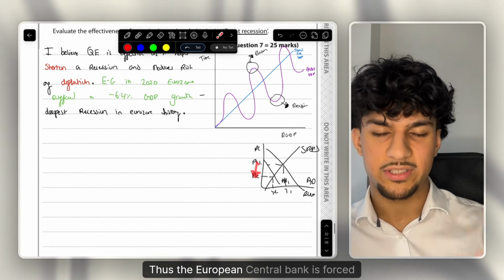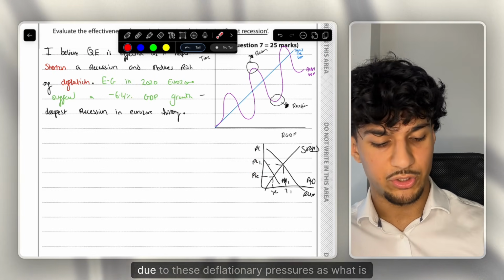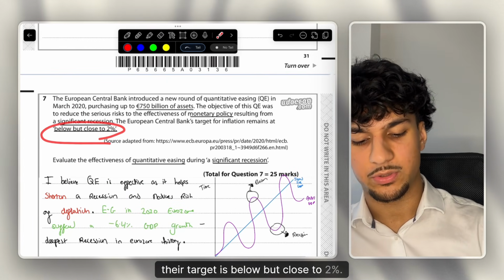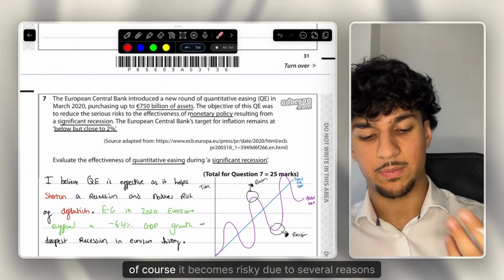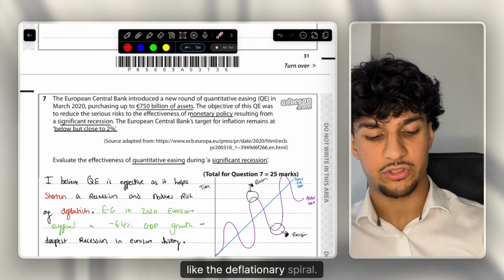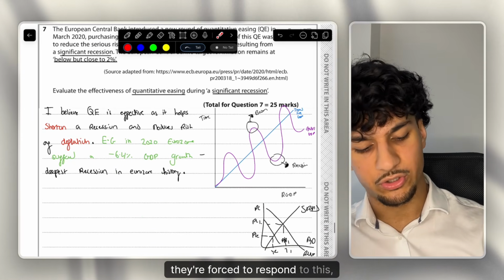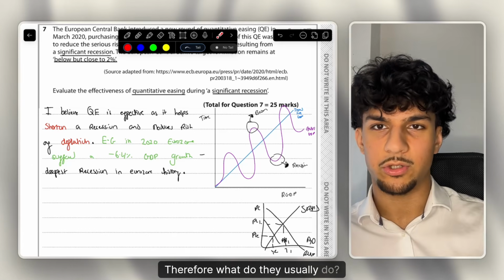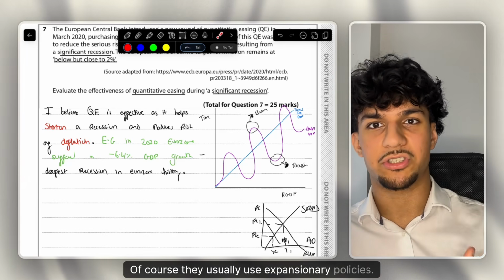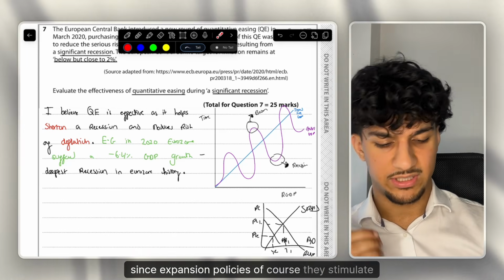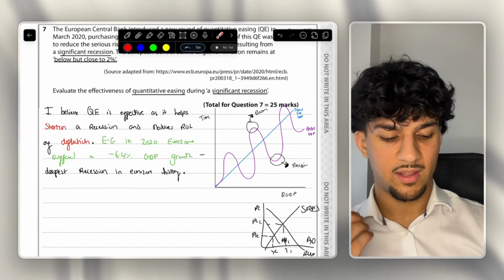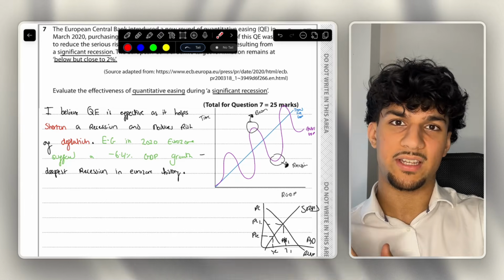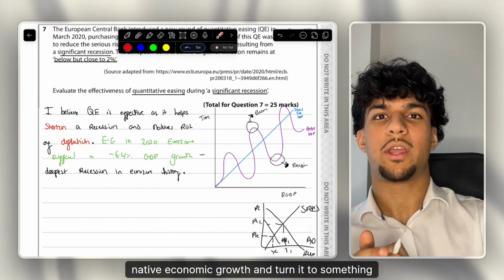Thus, the European Central Bank is forced, due to these deflationary pressures, as the target is below but close to 2%. And when it gets close to 0, of course, it becomes risky due to several reasons, like the deflationary spiral. But yeah, they're forced to respond to this deflation and this negative economic growth. Therefore, what do they usually do? Of course, they usually use expansionary policies, since expansionary policies stimulate AD, they stimulate the economy, therefore helping get the economy out of recession, helping stop that negative economic growth, and turn it to something positive.